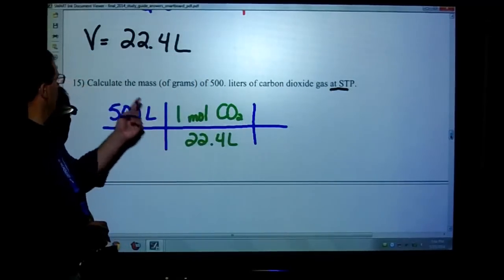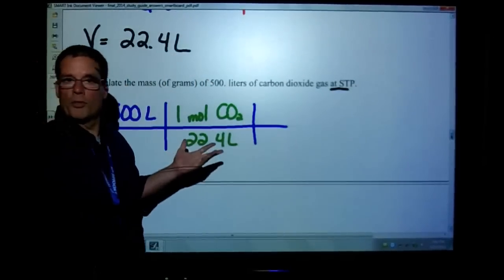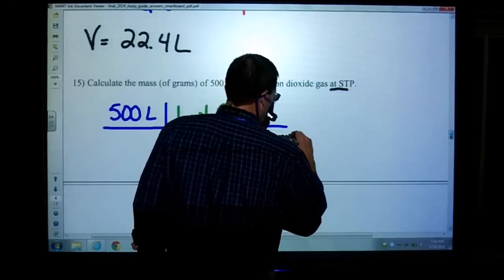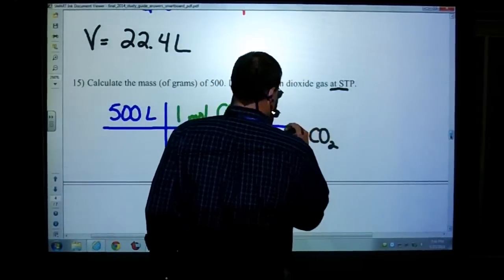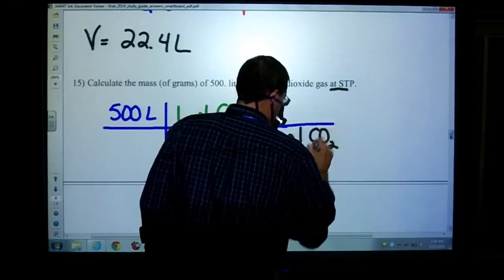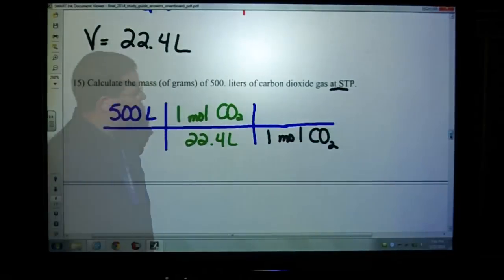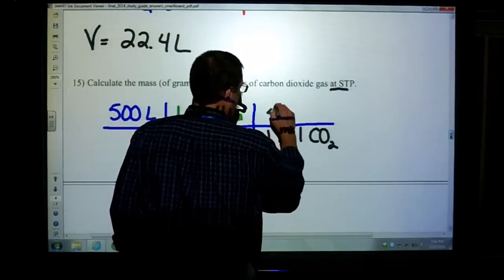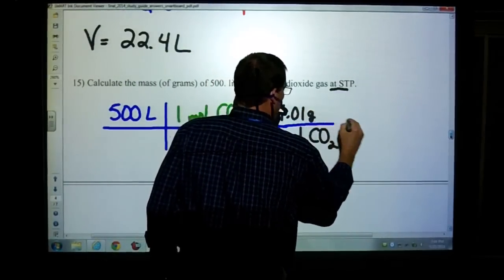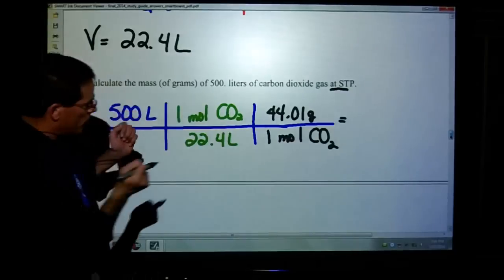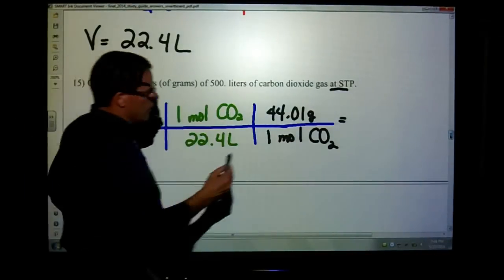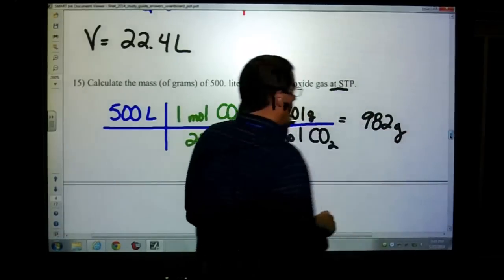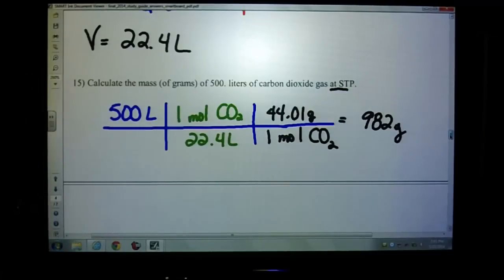And then the last step is convert the moles into mass, which is grams. So move your moles down. So 1 mole of CO2. And the mass of that is 44.01. So we have the units that we're looking for. Let's go to our calculator. 982 grams of carbon dioxide. Pretty cool.